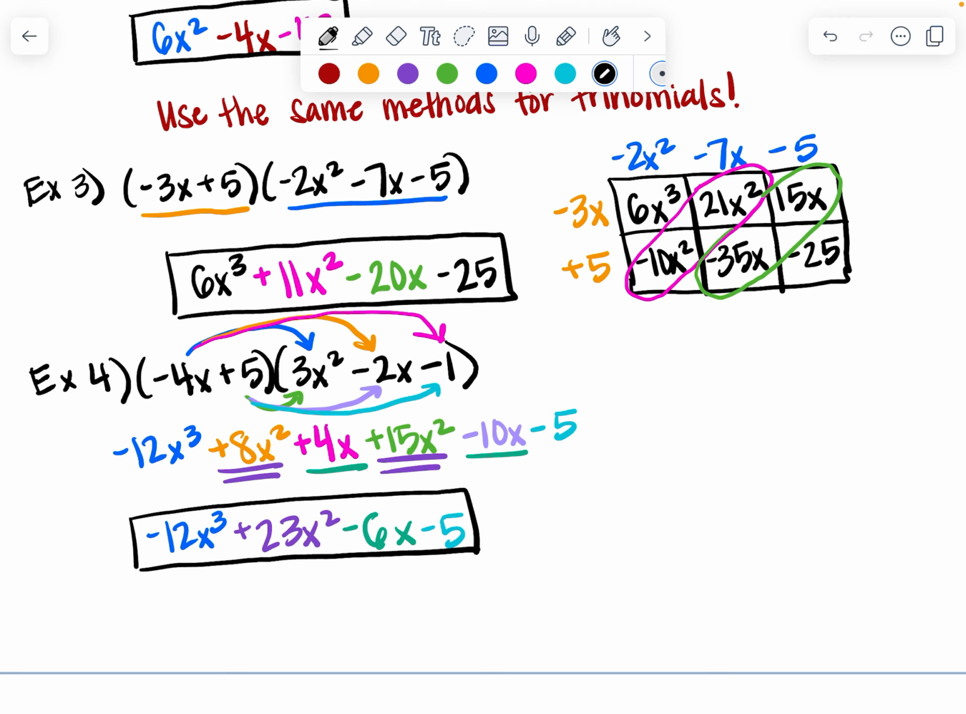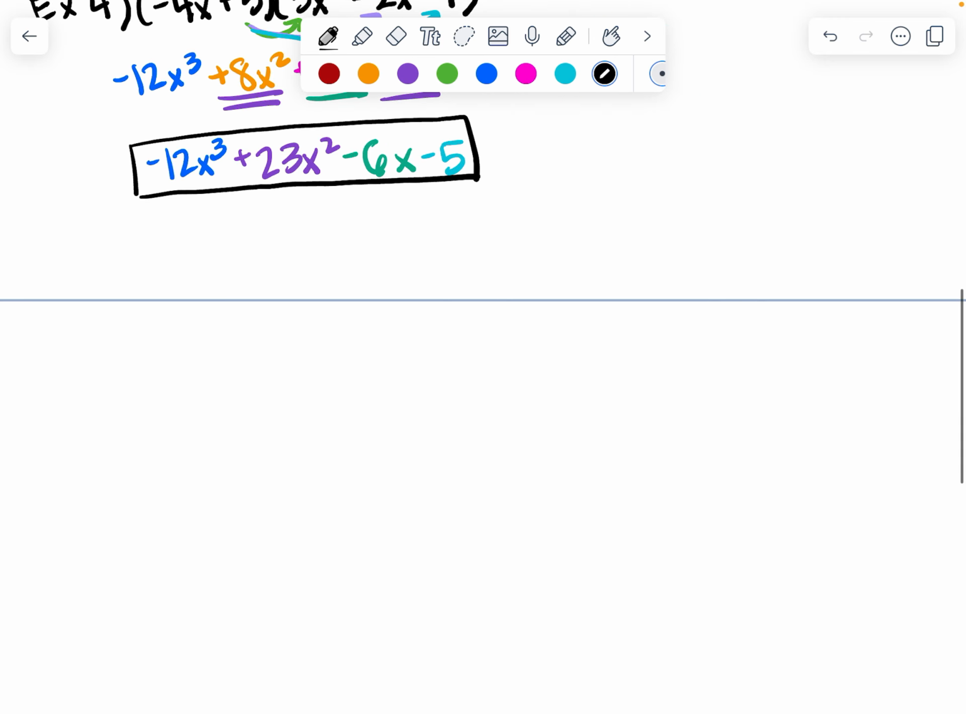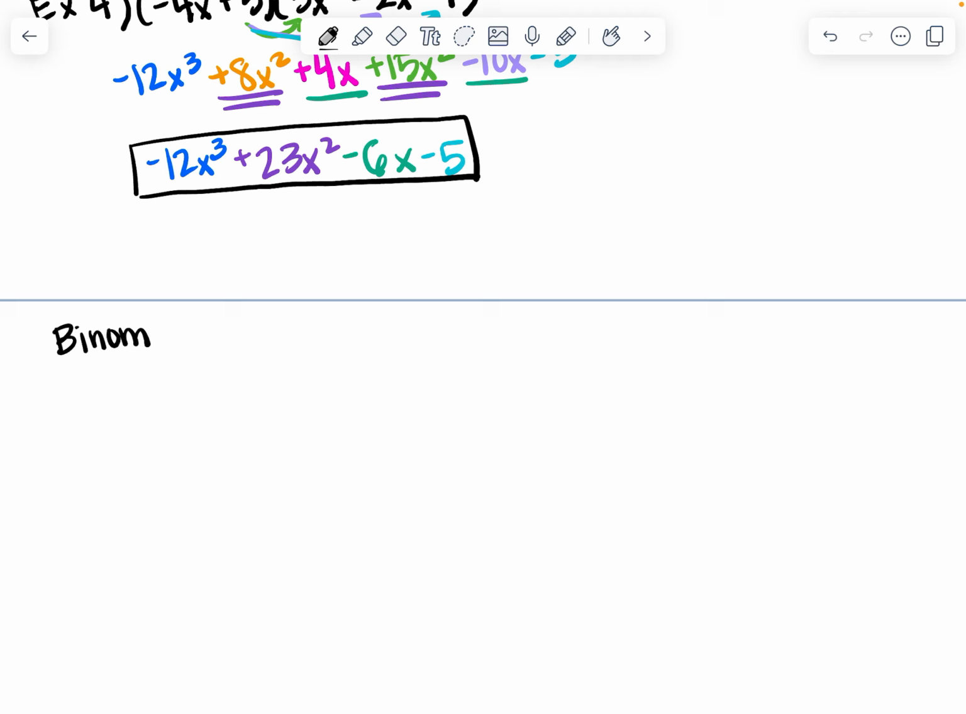Okay, the last thing I'm going to show you is a binomial squared, which really isn't anything we haven't done yet today, but it looks different. So you just need to be able to recognize it.